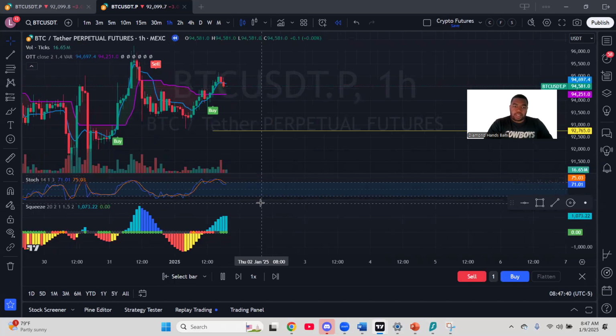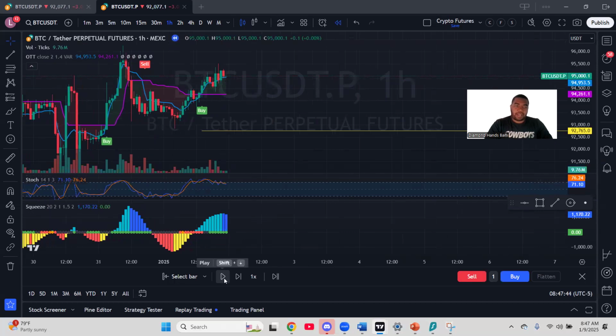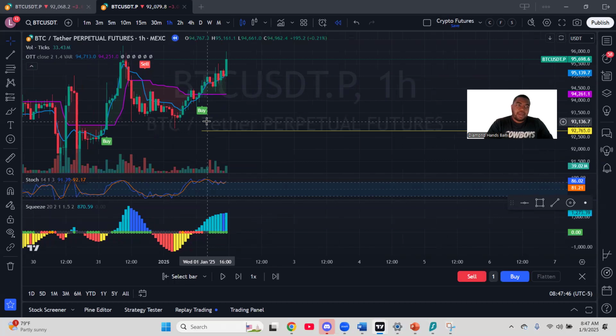All right. As you can see, this is an hour time frame. I want to stop it right there. Using the replay button, again, it gives you the ability to take mental reps. You can actually look back on trades that you took prior. You can also get a feel of the flow of the market with backtesting as well.